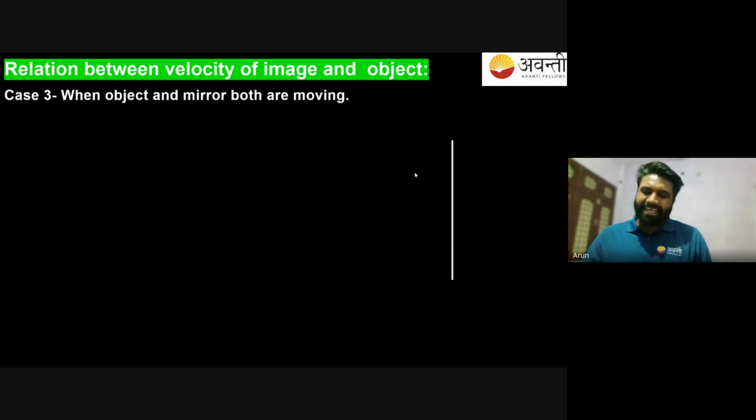I have discussed that object and mirror both are moving. So I am just going to write the formula over here. This is the object. This is moving at a certain angle. This is the object perpendicular. This is the object parallel. Same here for the image. So the image over here is moving in this direction, or otherwise we can say in this direction also. We just kept the general direction. So this has two components. This is the velocity of image perpendicular, and this is the velocity of image parallel.